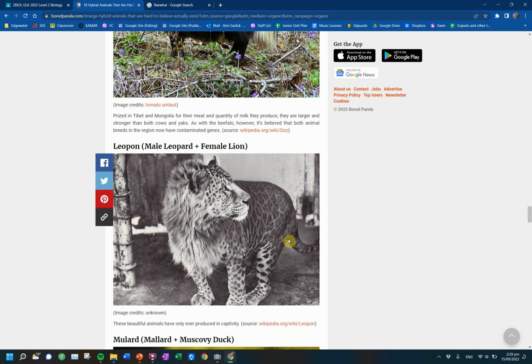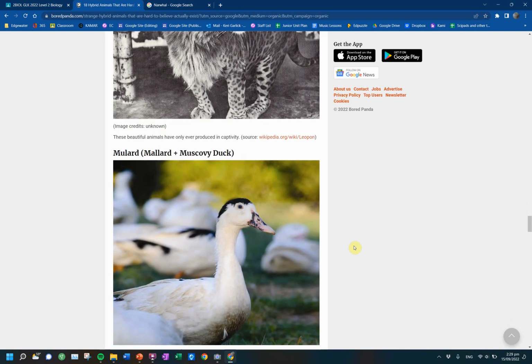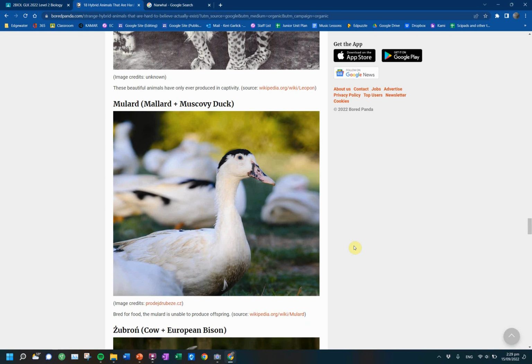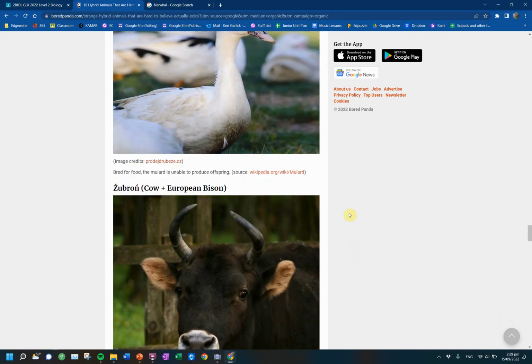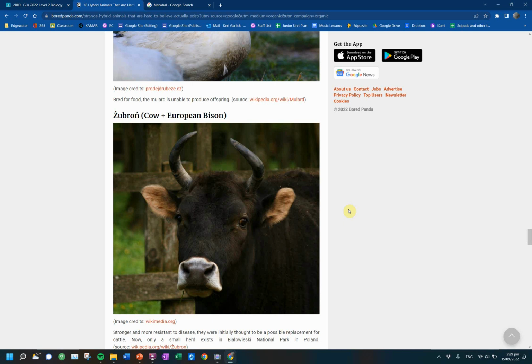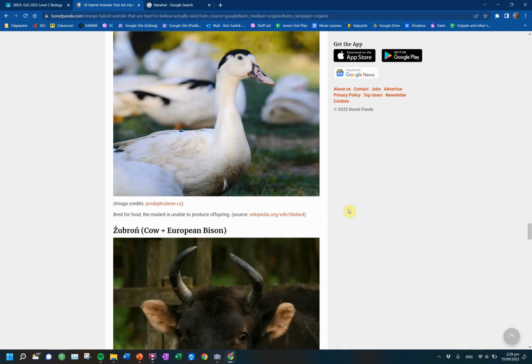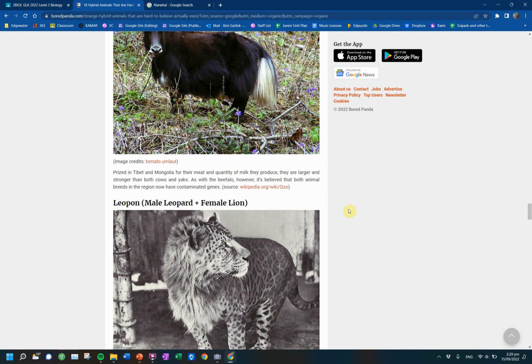A liger, which is a male lion and a female tiger... a lepon, which is a male leopard and a female lion. The lard is two different types of ducks. That one's boring. Yeah, I know, it's just a duck. All right, this one's a cow and a European bison. All right, that's all I got. Those are the 18.